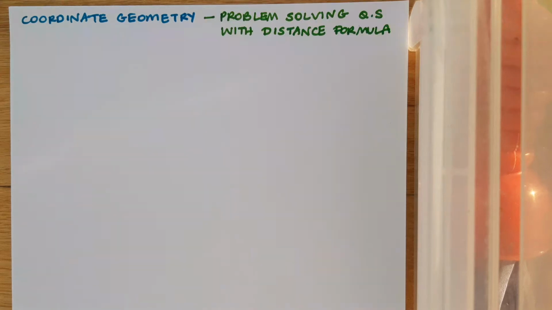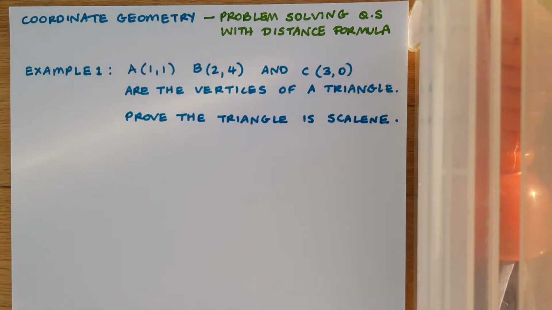In this coordinate geometry video, we'll be looking at some problem-solving questions using the distance formula. Here's our first example. In this example, we have 3 points A, B, and C, and they are the vertices of a triangle. Vertices just means corners. One vertex, many vertices. We want to prove that the triangle is scalene.